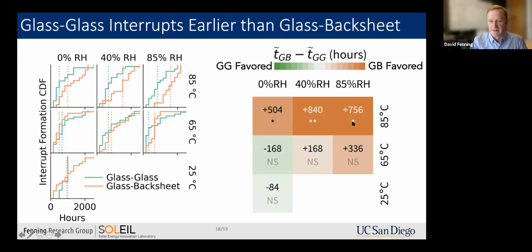And what we saw is that basically, as you go to higher temperatures and higher relative humidities, that actually glass backsheet modules were favored, with interrupt formation times hundreds of hours later than would be typical of a glass module. The results were statistically significant, particularly for the variation with temperature. So temperature severely affected our glass mini modules, with interrupts forming earlier than they would in glass backsheet modules.